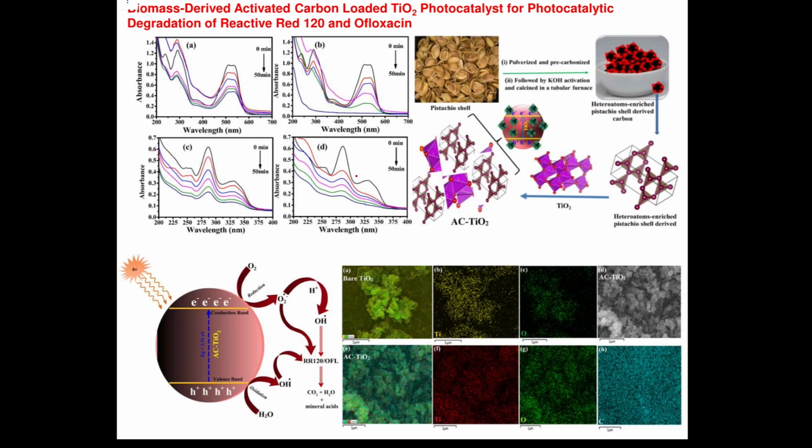Here also, the band gap was reduced, narrowed from 3.44 to 3.31 on deposition of 10% activated carbon. So these are different loadings here, and with this mapping, we can see that the surface of the TiO2 was uniformly dispersed with this. And here this is the general mechanism for this.